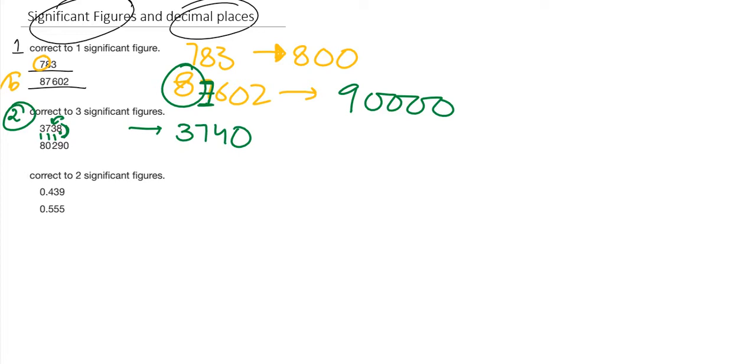Alright, let's check out this one. First, second, and third, and the fourth digit is 9. It is still greater, so we can easily make it like this: 80300.